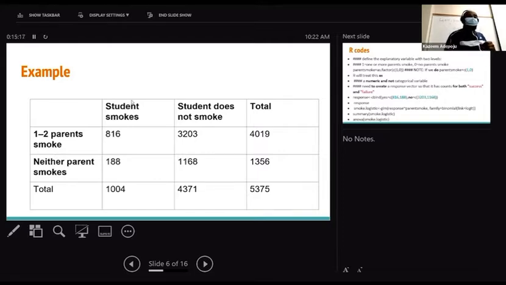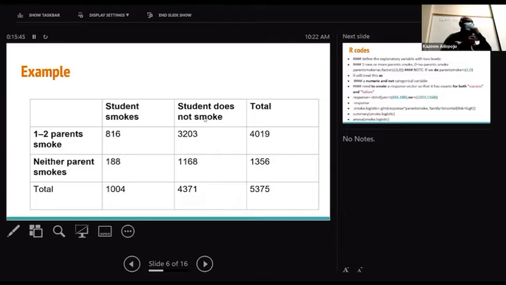Now, what is the response? The response has two levels: whether the student smokes or the student does not smoke. What do we actually want to achieve here? We basically want to see, is there a relationship between parents that smoke and their child, which is the student that smokes? That's all we want to see here. Take a look at that.